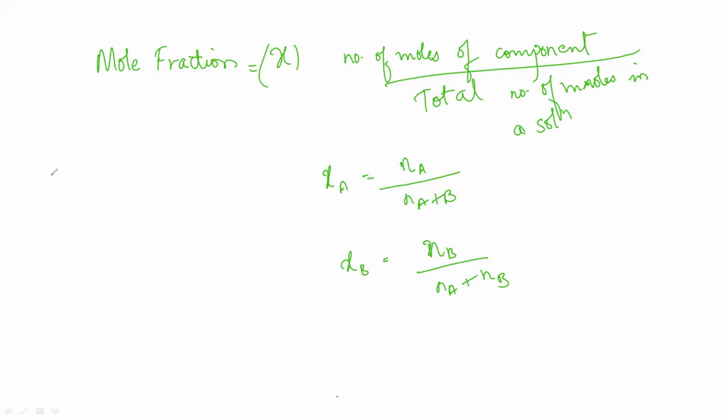Now, how does it depend on temperature? What is the number of moles? We have seen that number of moles is the amount of substance upon molecular mass. So this is mass dependent; it does not depend on temperature. Then the total number of moles comes again, so again here it is also mass.